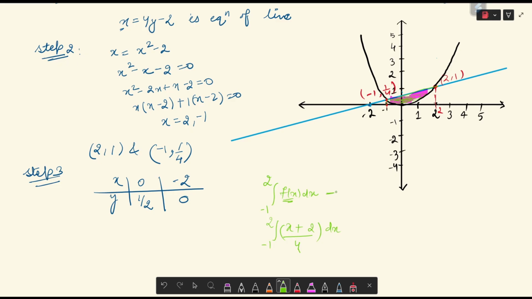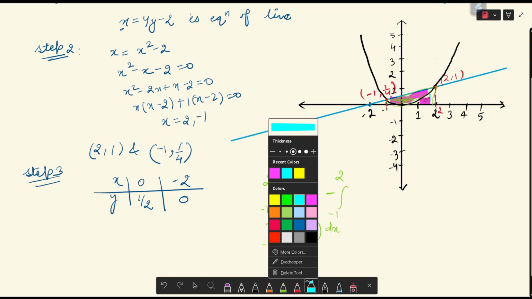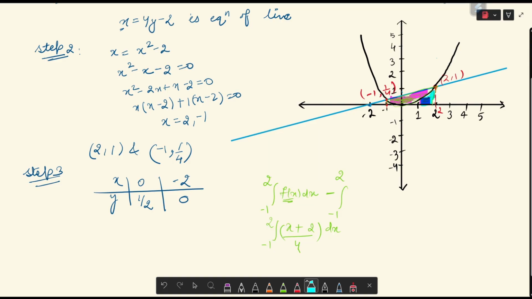Okay, what we have to subtract, we have to subtract -1 to 2 पैराबोला के अंदर जो एरिया आ रहा है, this area we need to subtract, right? Which area we need to subtract? This area we need to subtract. Let me change the highlighter color. This area we are subtracting basically.